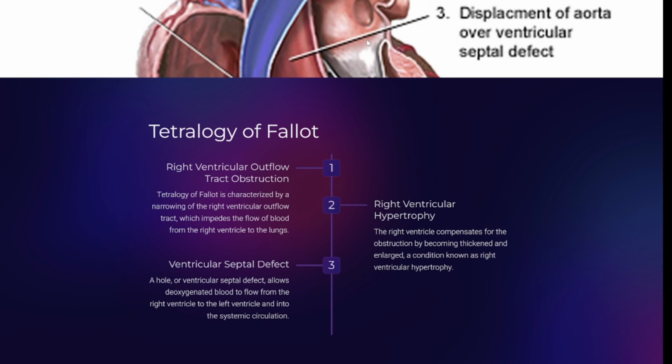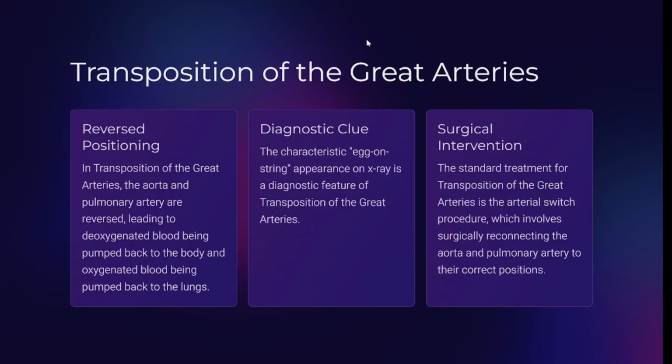Transposition of the great arteries, TGA. Aorta and pulmonary artery are reversed, requiring arterial switch surgery. Presents with egg-on-string appearance on X-ray. Hypoplastic Left Heart Syndrome, HLHS. Underdevelopment of left heart structures, treated with staged surgeries or transplantation.